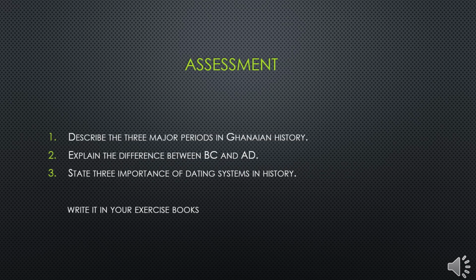But before we say goodbye to today's topic, we have to write a short exercise to see whether you understood the lesson, whether we should proceed to the next one or repeat the topic. So number one, describe the three major periods in Ghanaian history. Two, explain the difference between BC and AD. And three, state three importance of the dating system. Put everything in the exercise.